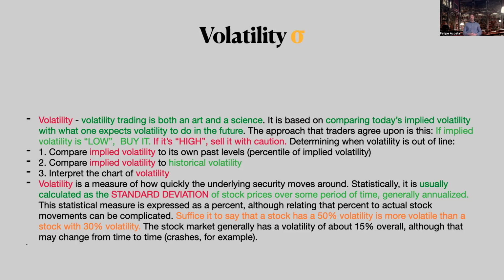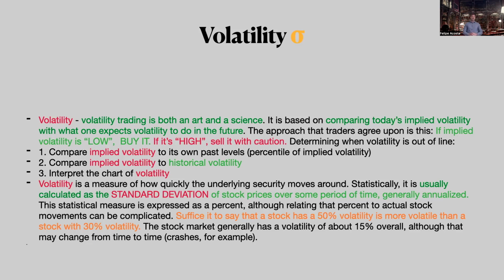Determining when volatility is out of line: one, compare implied volatility to its own past levels, the percentile of implied volatility. Two, compare implied volatility to historical volatility. So implied volatility is the expectation of future volatility. Historical volatility is what has already occurred, right? And three, interpret the chart of volatility, which is kind of like the charts I first showed.